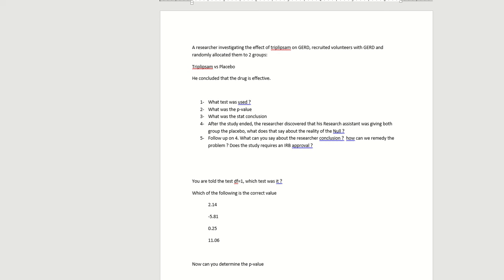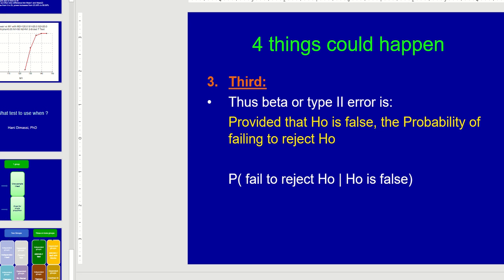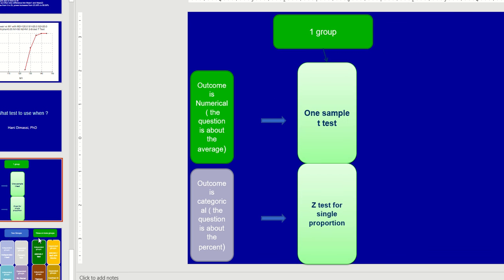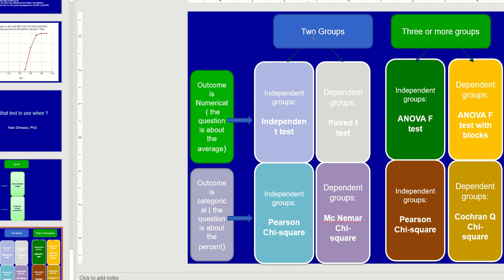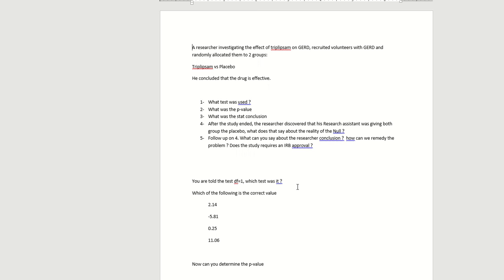And to help you answer that, I'm just going to go back to the last slide here, and that's where you have the two groups, okay? And the groups are independent. So if your outcome is numerical, you're going to use the independent t-test. But if your outcome is categorical, then you're going to use the Pearson Chi-Square. All right, so let's go back to the questions.